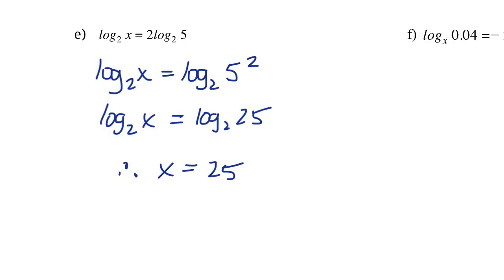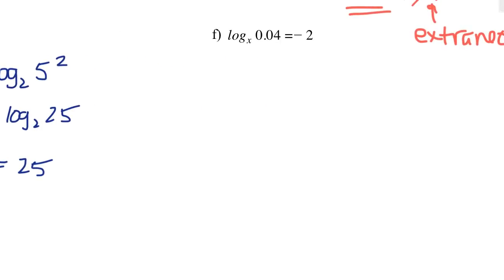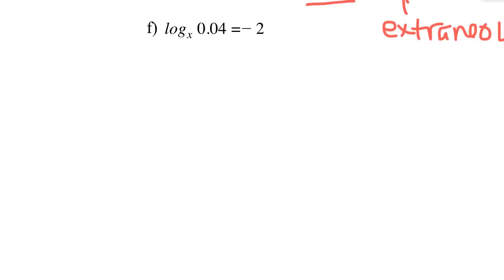All right? Okay, moving on to the next one. Uh-oh, this one's a little bit crazy. We have an x as our base. So the unknown is actually the base of the exponential, which is sort of interesting. First step maybe is to make this look like something a little bit more friendly to us. Let's turn this into exponential form. So it's going to be x to the power of negative 2 is going to give us 0.04.